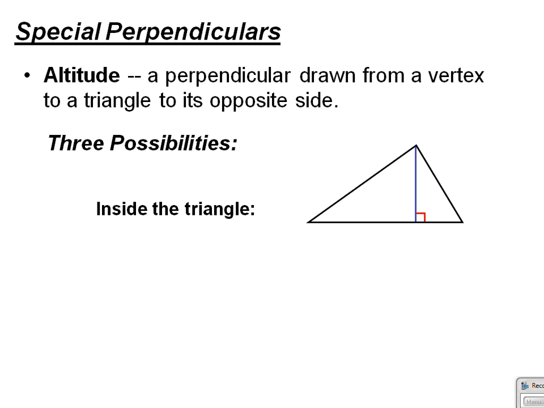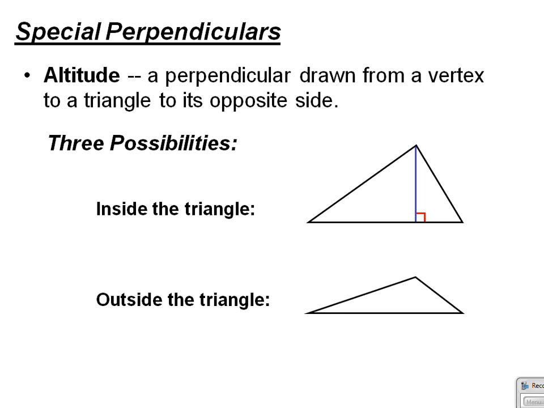But an altitude could also possibly be outside the triangle. For example, given this obtuse triangle here, if we try and draw an altitude, we'd actually be outside the triangle. And in order for us to actually draw the altitude, we have to extend one of the sides beyond the vertex of the triangle. And then, and only then, can we actually draw ourselves a line that's perpendicular to that extended side.